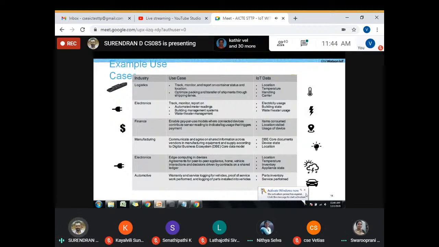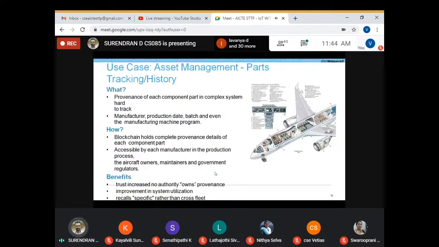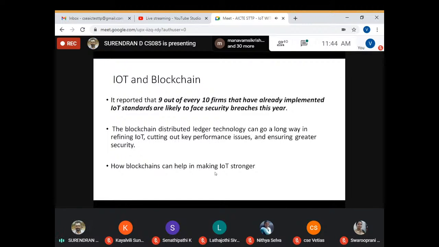Okay. So this is the case. Now, asset management: past tracking history, what, how, and the benefits, and then warranty, what benefits and how. And here is the IoT and blockchain risk. It's reported that 9 out of every 10 firms that have already implemented IoT standards are likely to face security breaches in the year.